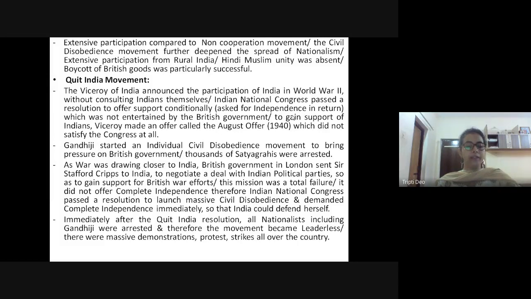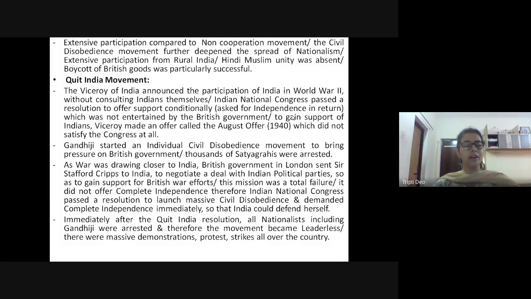Immediately after the Quit India resolution was passed, all nationalists, including Gandhi, were arrested. And therefore, the movement became leaderless. There were massive demonstrations, protests, and strikes all over the country. So, in fact, the Quit India movement was not that non-violent. It became very violent because the leaders were arrested. There were massive protests and strikes all over the country.